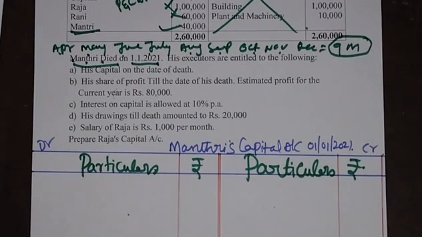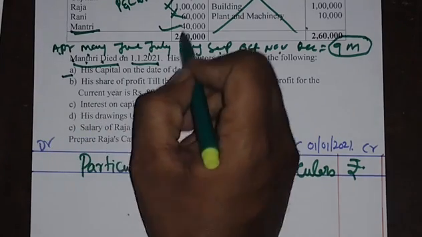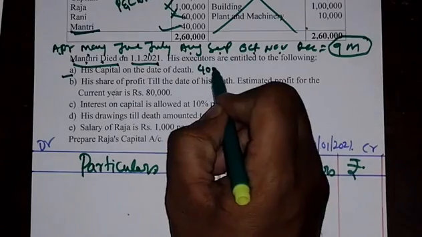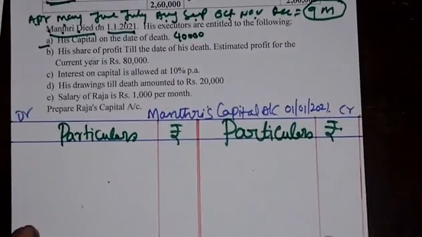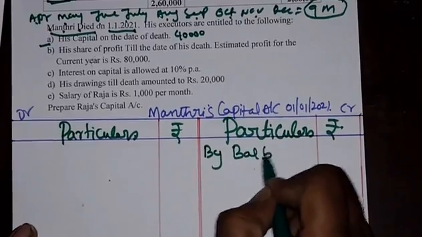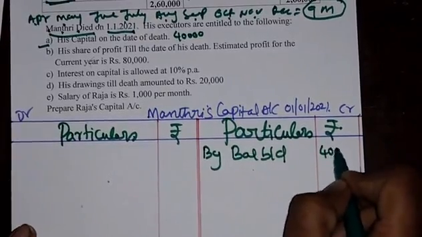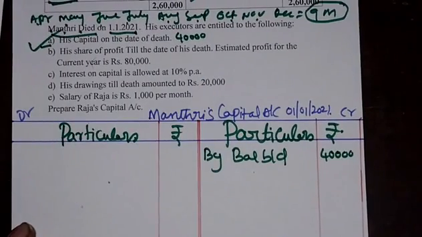If interest on capital, salary and the profit of current year is provided, we need to provide it for 9 months. Okay, point A is given, you see. His capital on the date of death 40,000. That should be the very first account we need to prepare. Very first entry we need to record. By balance brought down 40,000. Point A is over.